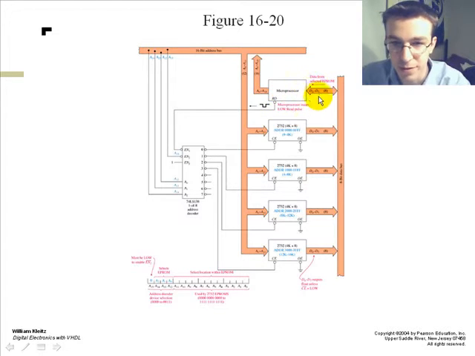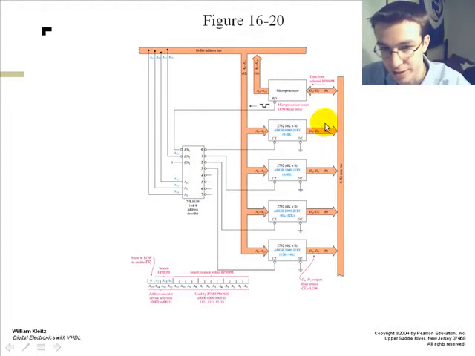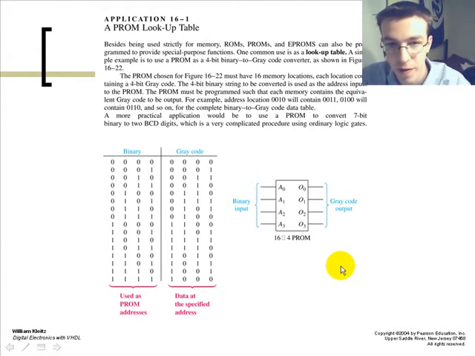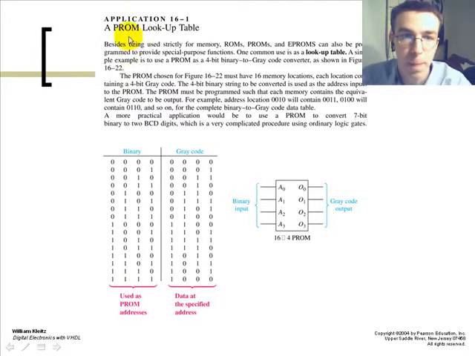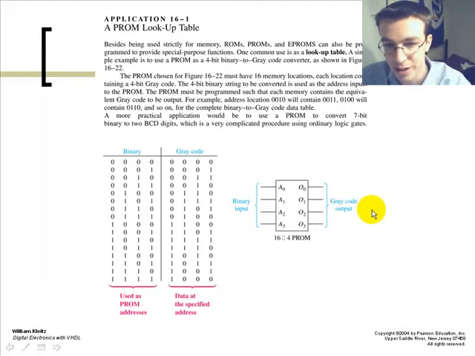of the microprocessor, and you have your RAMs here, followed by the address decoder here, which enables. You have an application, a programmable ROM lookup table. You have your binary and your gray code. It basically takes the binary code and outputs the exact same gray code through the ROM. You're just programming it into the chip.